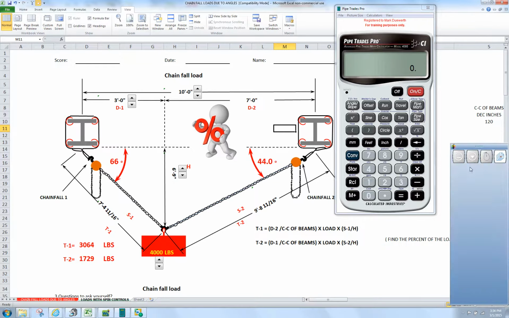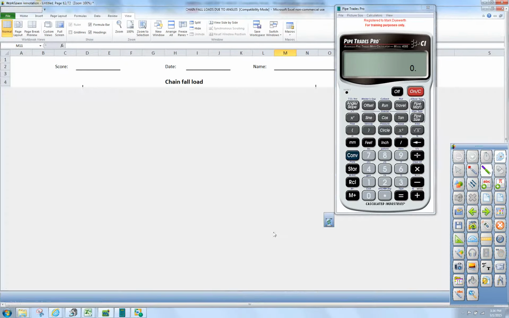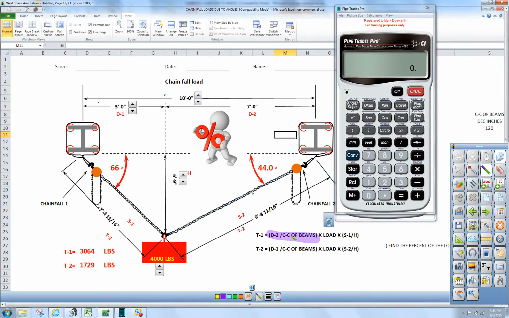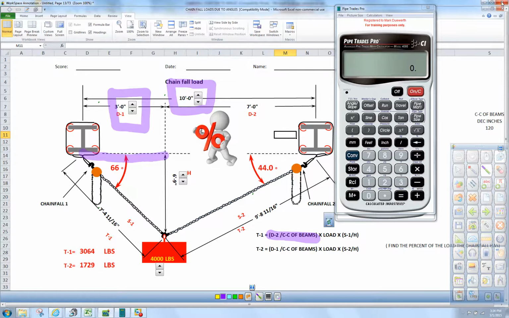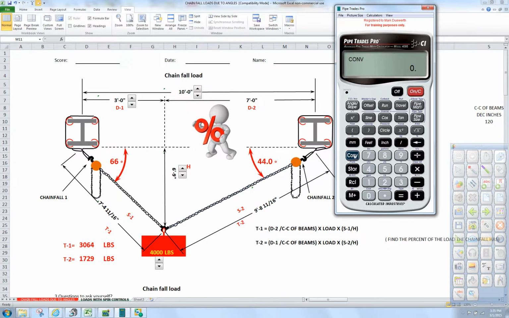So in this formula here, down here, this first part of it is a percentage. We have 10 foot between the 2 columns, the 2 beams, and the load is 3 foot from this column to the center of the load. So what we're going to do is clear our calculator. We're going to use the parentheses and we're going to put in D2 at 7 feet, and we're going to divide by 10 feet.